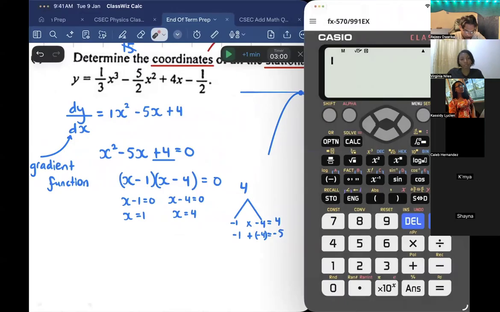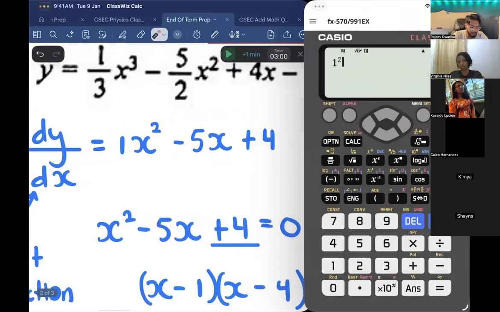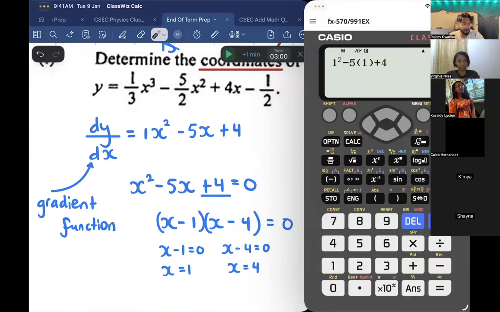So I'll say 1 squared. Well, you tell me what to write next for 1 squared. Oh, it will be 1 squared minus 5 by 1 plus 4. And if I'm correct, what I'm supposed to get? 0. Because I want to find the stationary points. At the stationary points, the gradient is 0.